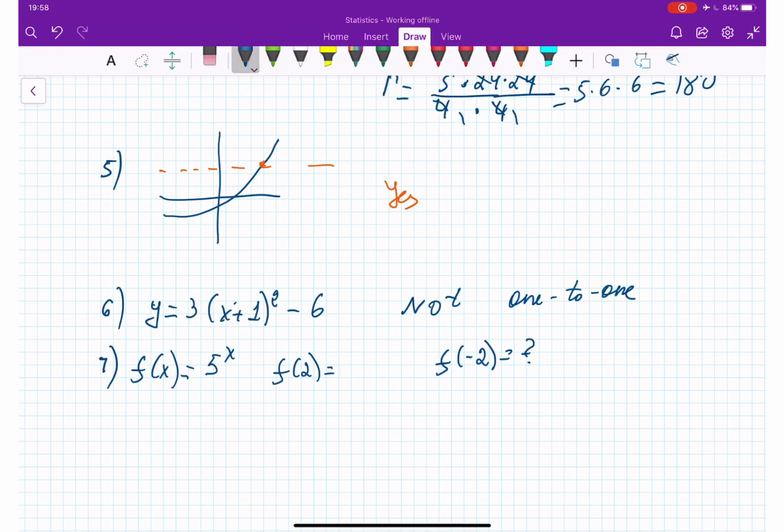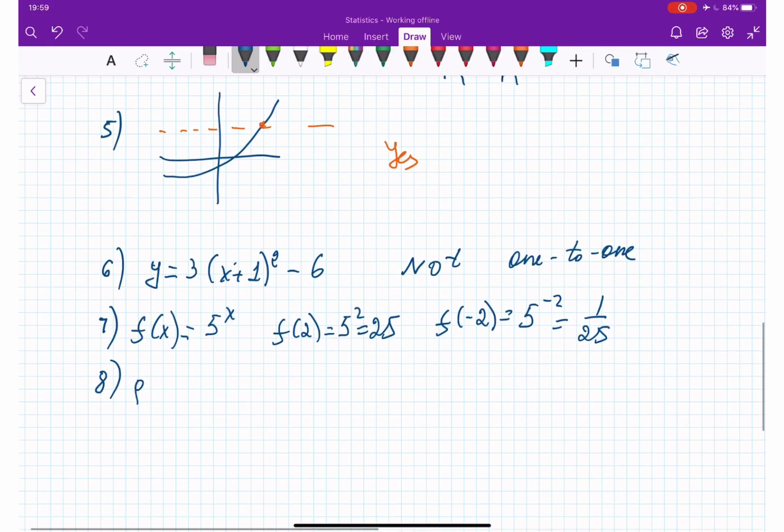So f of 2, just plugging in, 5 to the power 2 is 25. F of negative 2, we are plugging in 5 to the power negative 2. It's going to be 1 over 25, right? Remember, it's a negative exponent, and then you're going to flip the fraction.